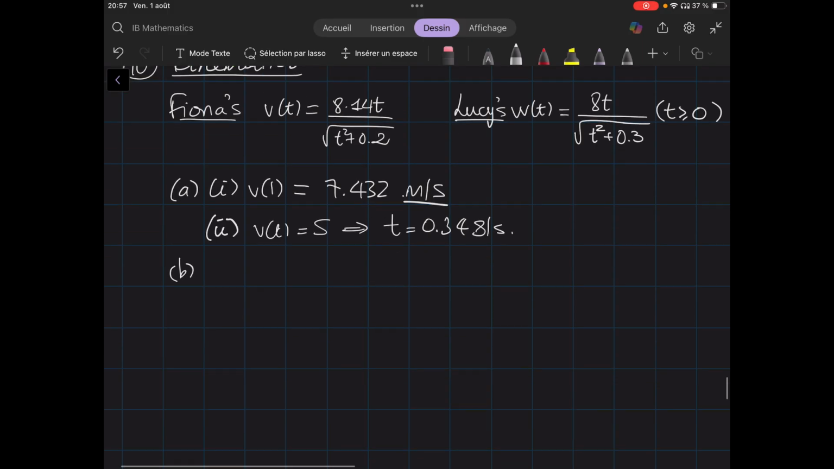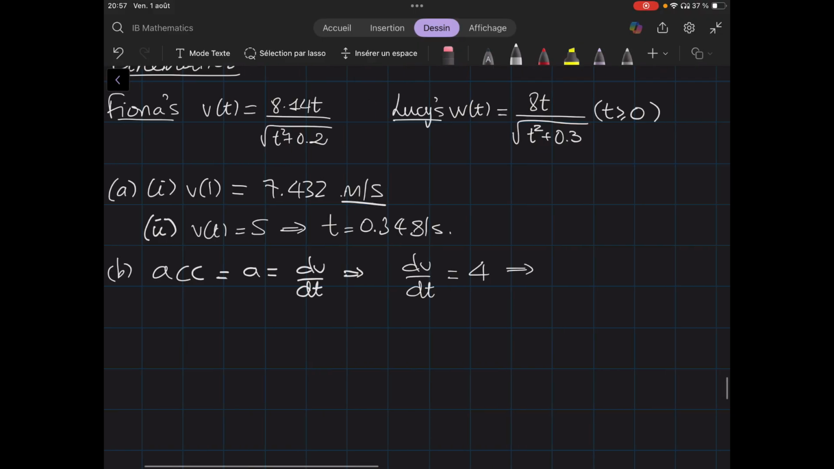Part B. Find the time when Fiona's acceleration is 4 meters per second squared. Acceleration is the derivative of the velocity function. So all you have to do is solve the equation dv by dt is equal to 4. And using your CDC, you should get this value.